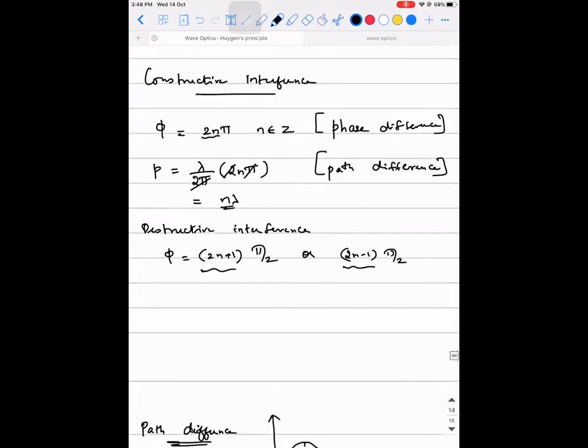Similarly, you tell me what is the condition for path difference for destructive interference? That will be lambda divided by 2 pi into 2n plus 1 into pi by 2. So pi and pi will get cancelled. So it will be 2n plus 1 into lambda divided by 4, right? So this is the condition for path difference for destructive interference.